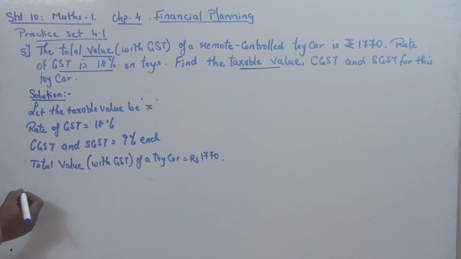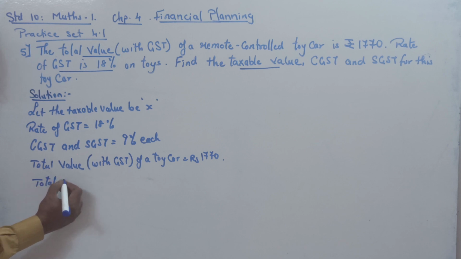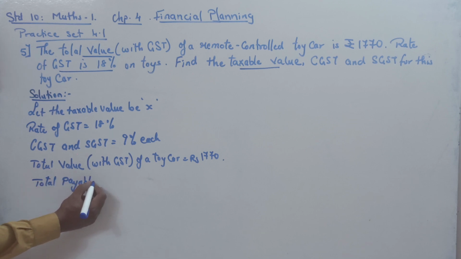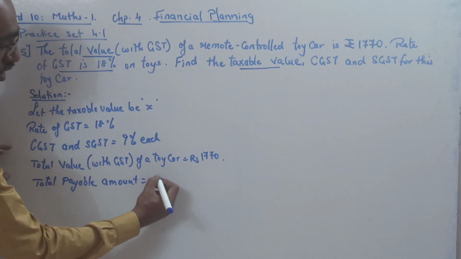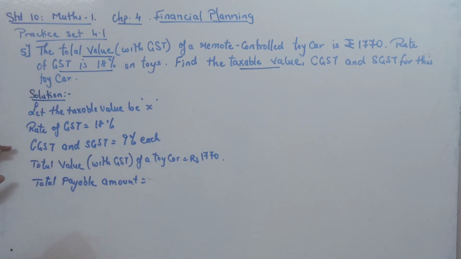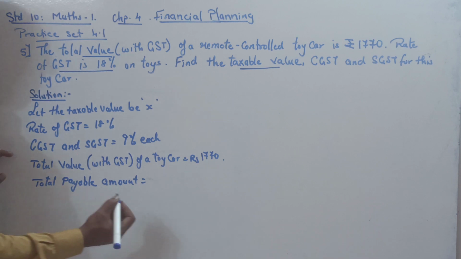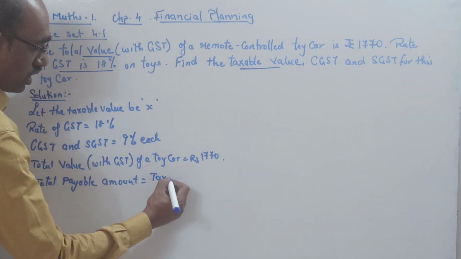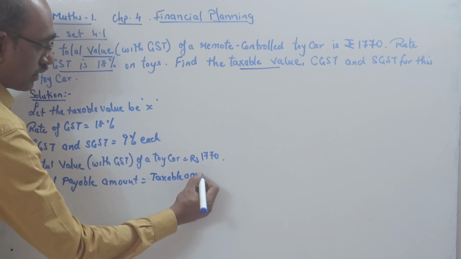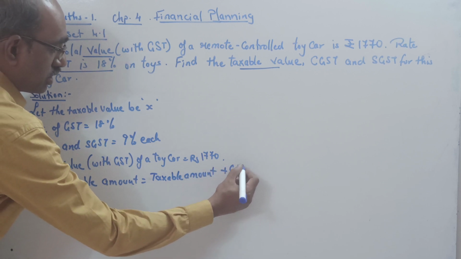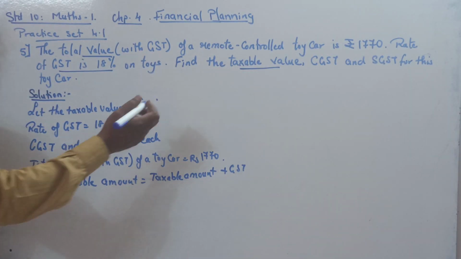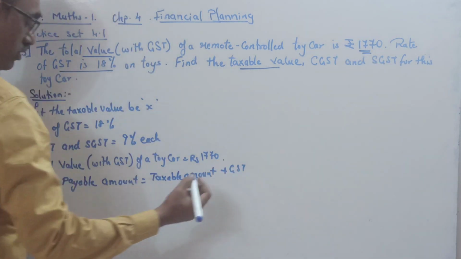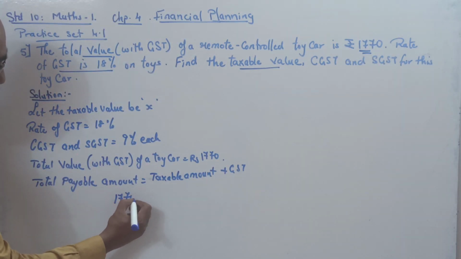So what are we going to write? Total payable amount. Okay. Total payable amount is equal to, we can write GST plus taxable amount or taxable amount plus GST. So any way you can put taxable amount plus GST. So what is the total payable amount? We have paid, the total payable amount was 1770. So I write 1770.